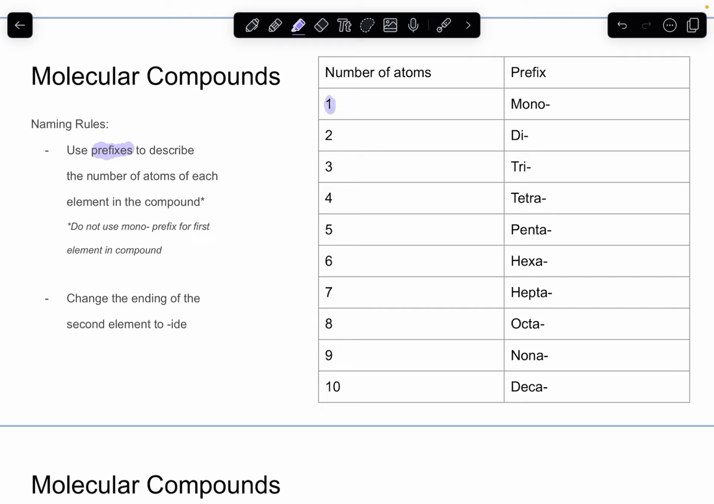Okay, so if there's one atom in the compound, the prefix will be mono. If there's two atoms, the prefix will be di. If there's three atoms, tri, and so on and so forth. These prefixes, you are going to need to know. So if you got to memorize them, you got to memorize them. In addition to using prefixes, just like ionic compounds, we're going to change the ending of the second element to "-ide".